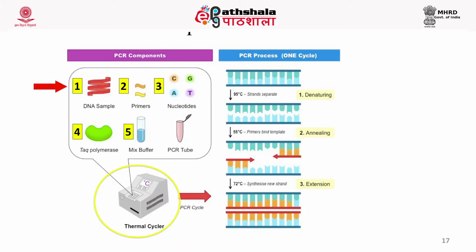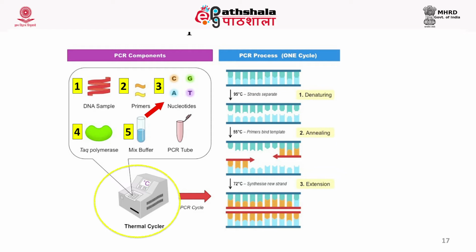Let us understand the different components that are required for this PCR reaction. The first component is the DNA sample. The DNA sample has the template DNA. The second component are the primers. These primers are specifically designed towards the flanking region of your template DNA. The third component are the nucleotides.